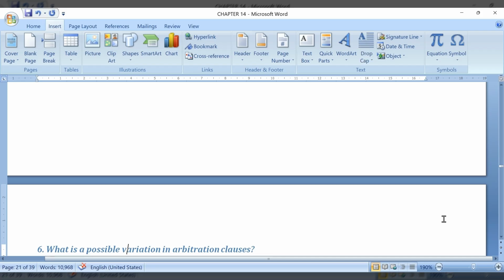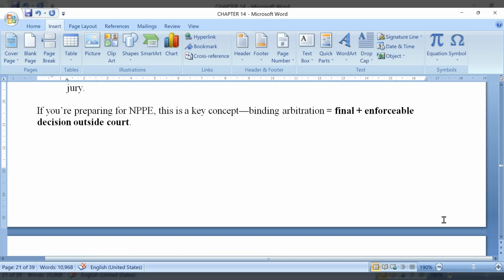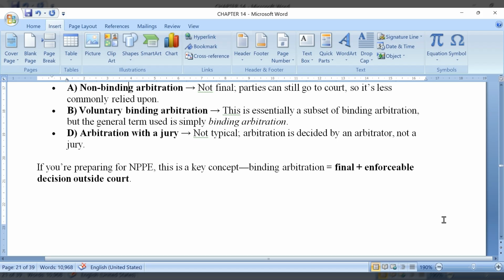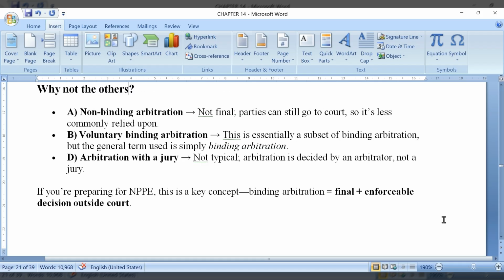If you're preparing for NPPE, this is a key concept. Binding arbitration equals final plus enforceable decision outside court.